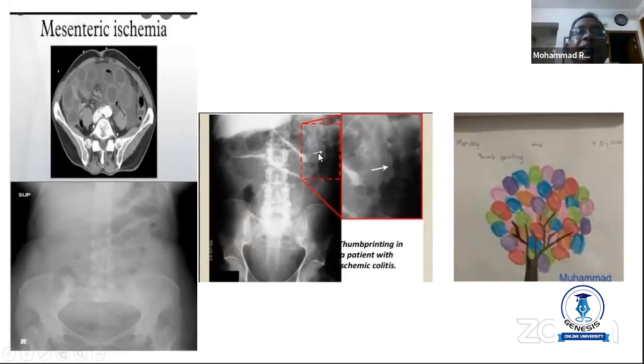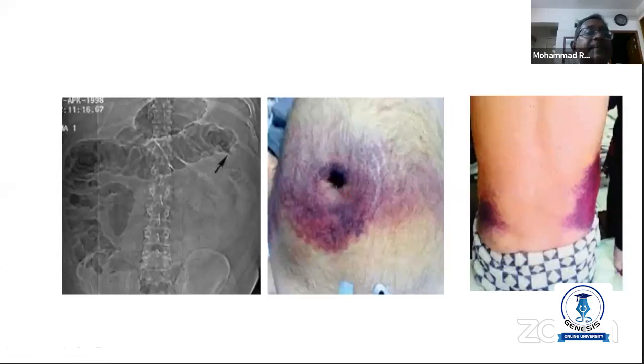Look at this picture. This is thumb printing. You can find it in the gut. You can find the thumb printing sign. And if you go for a CT scan, you find the rounded lesion. This is mesenteric ischemia. So you can see this.